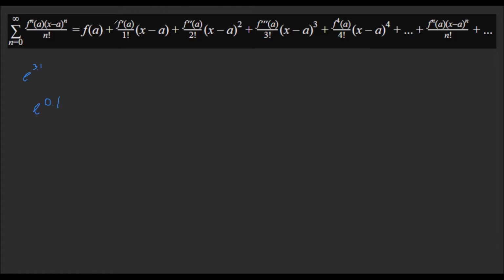Now, this is the equation for it. If you've watched my Maclaurin series video, then you might be familiar with this already. It's very predictable. It looks complicated, but in reality, it's pretty intuitive.